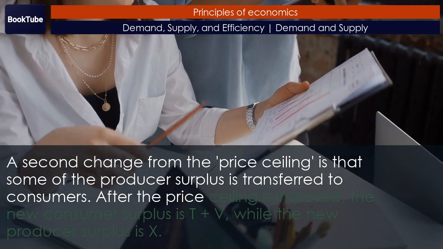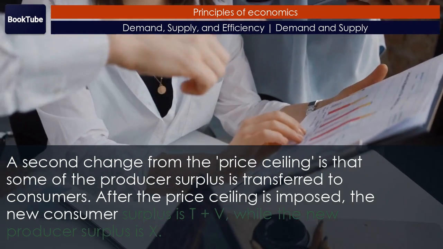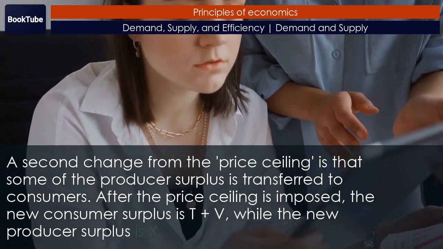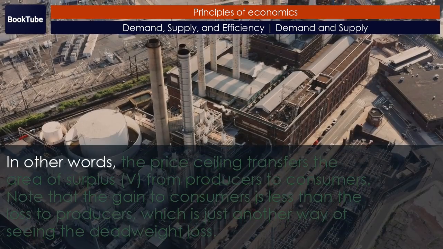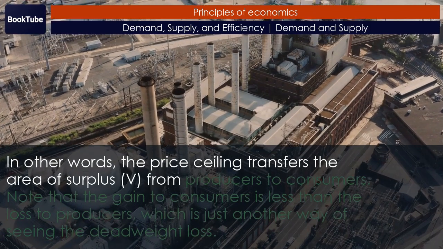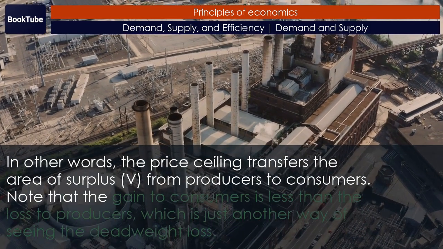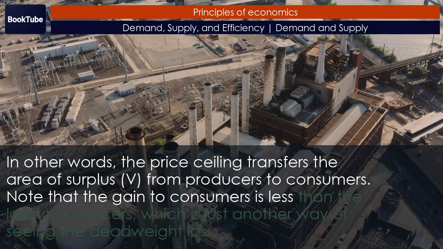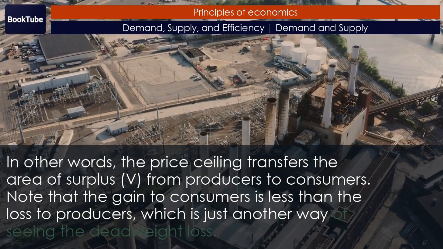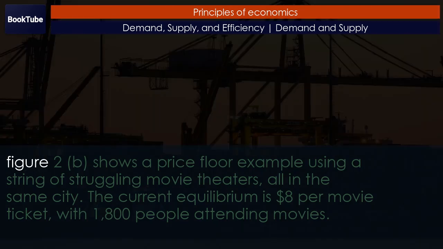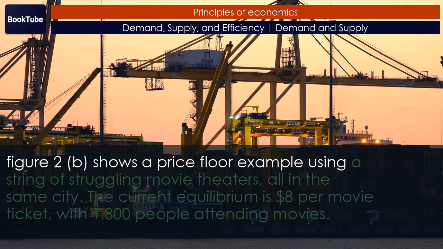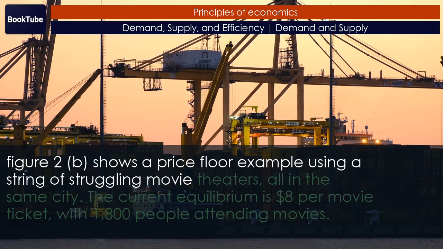After the price ceiling is imposed, the new consumer surplus is T plus V, while the new producer surplus is X. In other words, the price ceiling transfers the area of surplus V from producers to consumers. Note that the gain to consumers is less than the loss to producers, which is just another way of seeing the deadweight loss.